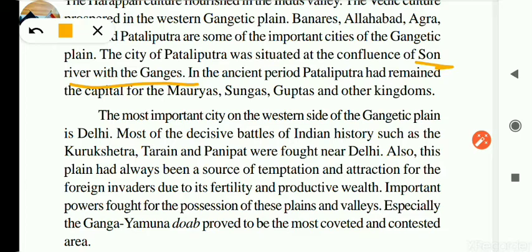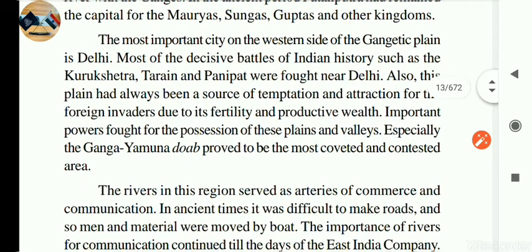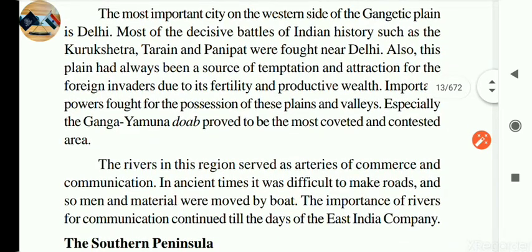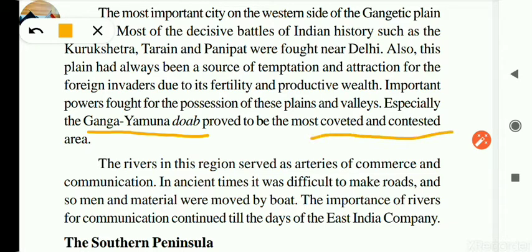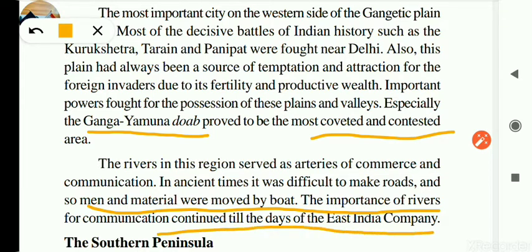Then the most important city on the western side of the Gangetic plain is Delhi. Why? Because it has a plain surface, and also there is productive wealth, because trade is very good. There are a number of rivers, very useful for trade, and especially when it comes to Delhi, there is the Ganga-Yamuna Doab. We know what a Doab is: land between two rivers is called a Doab. The Ganga-Yamuna Doab proved the most contested, and everyone wanted to acquire that land, because it has a good amount of trade and river facilities. In ancient time, it was very difficult to make roads. As I told initially, men and material were moved by boat. The important rivers for communication continued till the days of the East India Company.